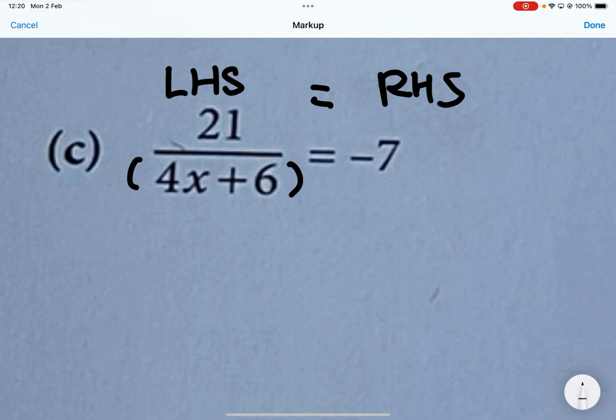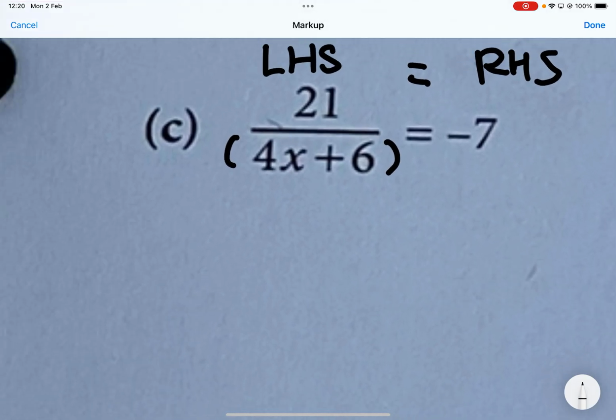Page 11. Question 3C. Okay. Ever since we faced fractions, I already told you when your numerator or denominator has more than one term, go and add the bracket first. No change. This one is consistent. You will continue to do this until you are in Sec 4.